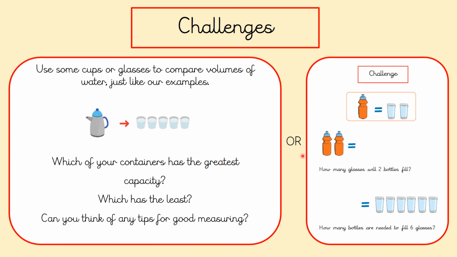So you could either do a bit of exploring, like I know a few of you did yesterday. If you can find some cups or bowls or glasses in your house that are all the same size, then you could use those to compare some volumes of water. For example, how much water can you fit in the kettle? You could measure it with cups. See if you can figure out things like, if you've got a few containers, which one has the greatest capacity or which has the least? And can you think of any good tips for measuring? For somebody who is doing this for the very first time, what would you recommend they do or don't do?